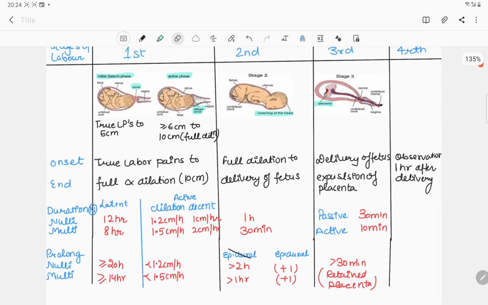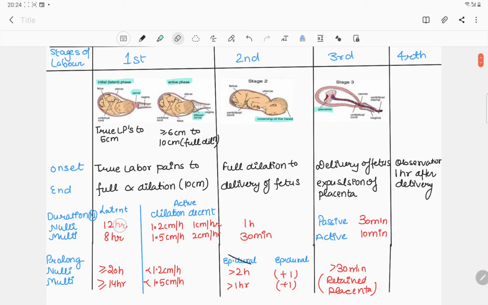Then, what is the normal duration of latent phase? In nulliparous, it is 12 hours, and in multigravida, it is 8 hours. Rate of dilatation in nulliparous is 1.2 cm per hour, and in multi, it is 1.5 cm per hour. Rate of descent is 1 cm per hour in nulliparous and 2 cm per hour in multi. Duration of second stage in nulliparous is 1 hour, and in multi it is 30 minutes. And duration of third stage is 30 minutes in both nulli and multiparous.